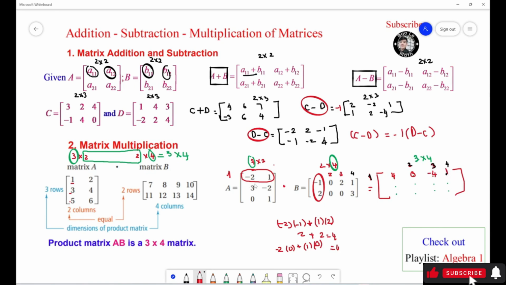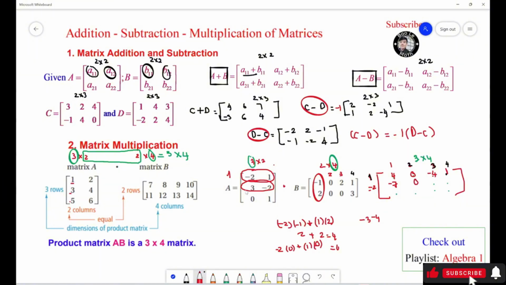Now second row, first column. Second row right here, first column right here. So the answer you need to put over here. 3 times negative 1 should be negative 3. Negative 2 times 2 should be negative 4. Add them up, negative 7. Then second row, second column: 3 times 0 is going to be 0, negative 2 times 0 is going to be 0. So this one should be 0 right here.